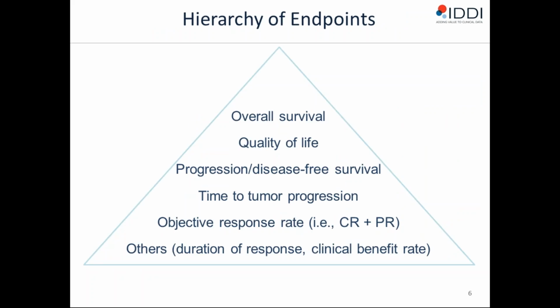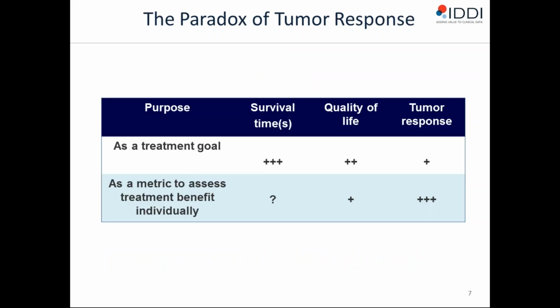And despite that, we have a certain hierarchy of endpoints according to which overall survival sits at the top, followed by quality of life, and then all the other endpoints. Some of them are often used as primary endpoints depending on the setting. And among these other endpoints, objective response rate, of course, sits there. It's often used as primary endpoint in phase 2 trials, more often as a secondary endpoint in phase 3 trials.